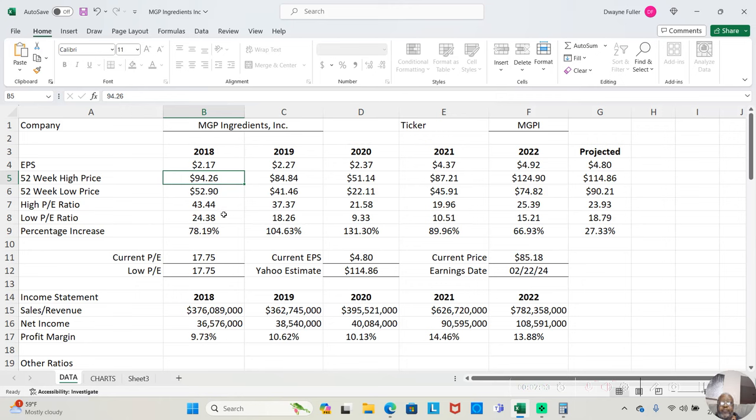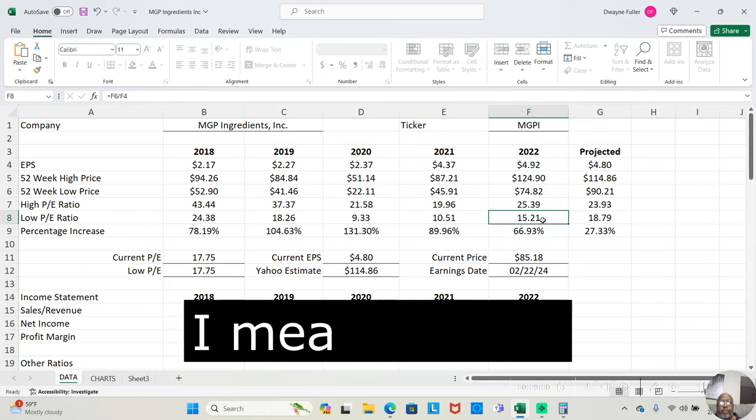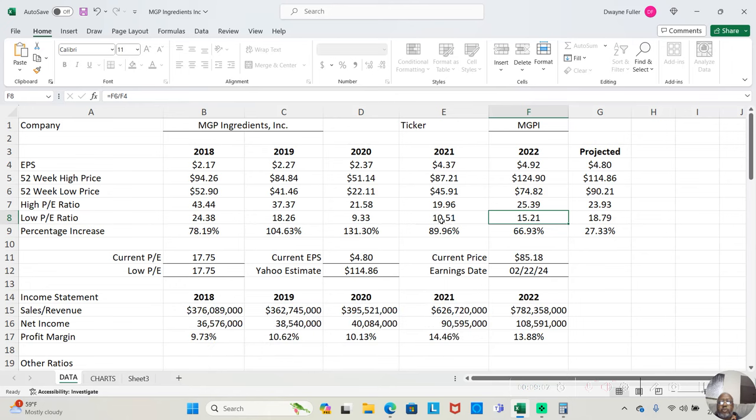So if we look at the PE for this company over the last 5 years, it was 24.38 in 2018, 18.26 in 2019, 9.33 in 2020, 10.51 in 2021, and 15.21 in 2022. Right now, the PE is at 17.75. What that low PE tells us is how low a stock can drop.